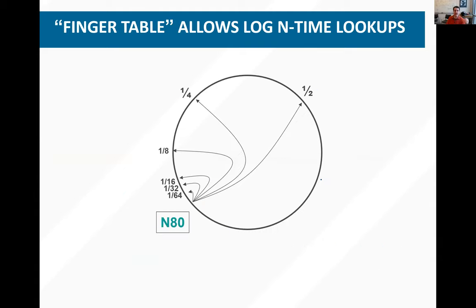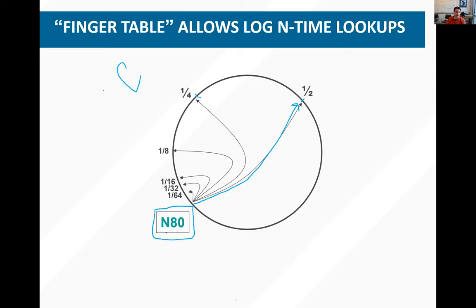Okay, so how does that get mapped to this Chord idea? Just like the skip list, each node in Chord is going to contain not just one successor pointer, but log n successor pointers. One pointer will point halfway across the key space. Then we're going to have a pointer that's a quarter, an eighth, a 16th, etc.